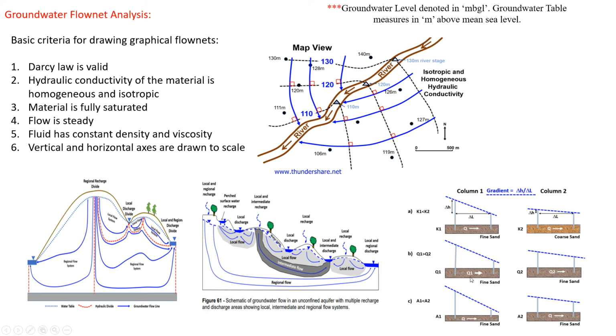While coming to the fine sand, when Q1 is greater than Q2, both are the same sort of sand. When Q1 is greater, there will be more pressure head, and velocity will be the same here. But here Q2 is very less, so there will be less pressure head, but the velocity will be the same. Here A1 is less than A2. Here the cross sectional area is changed.